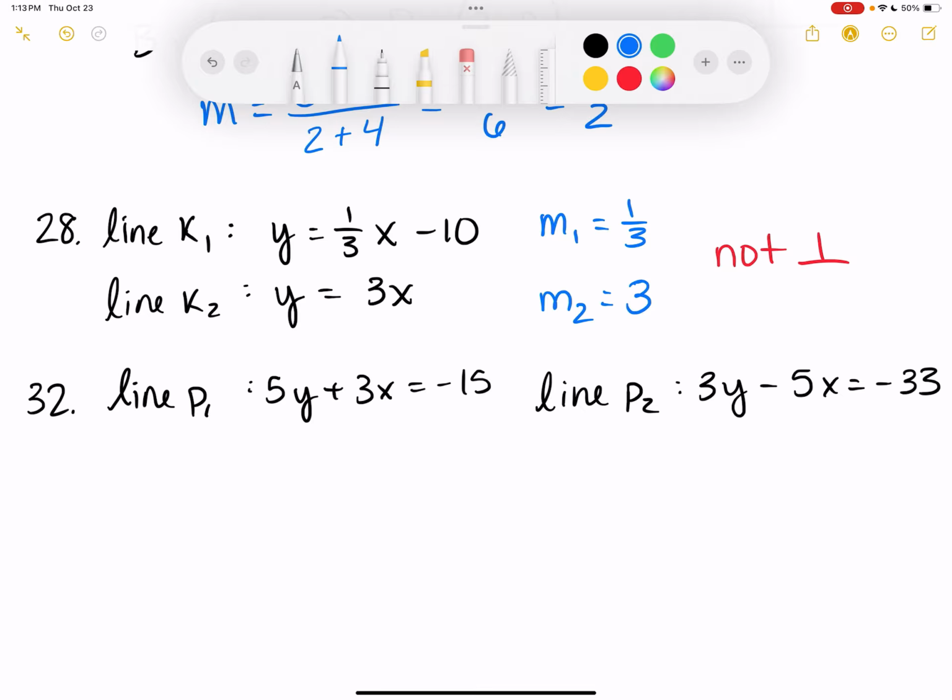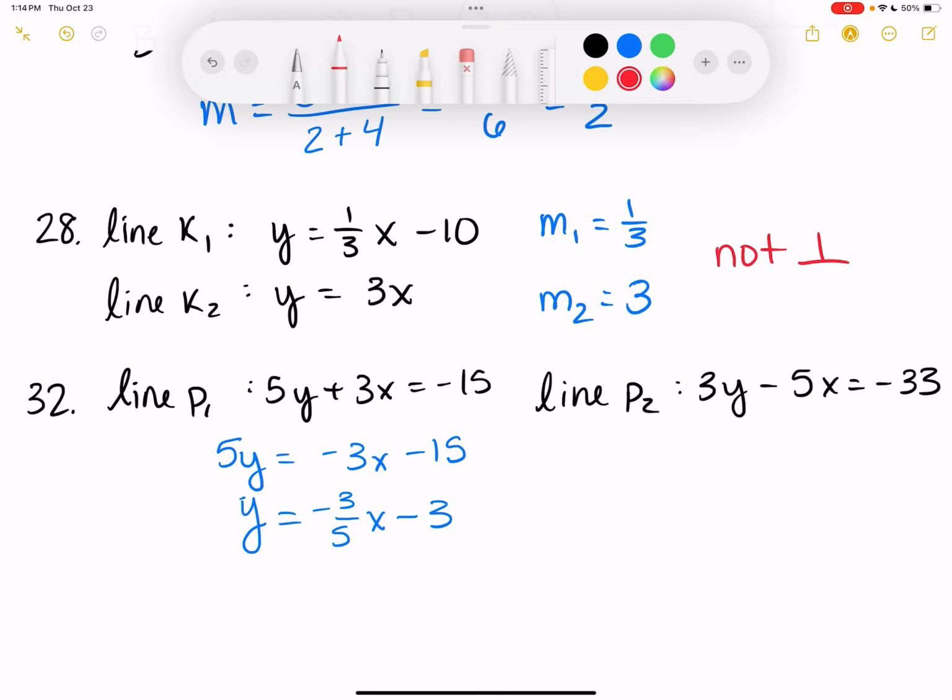So what do I need to do to be able to figure out what the slope of these equations are? You gotta rearrange it to be y equals mx plus b format. Yep, I gotta move this stuff over. So first I'm gonna subtract 3x. So I have 5y equals negative 3x minus 15. And then I'm gonna divide by 5. So I have y equals negative 3/5 x minus 15 divided by 5 is 3. So that's the first one.